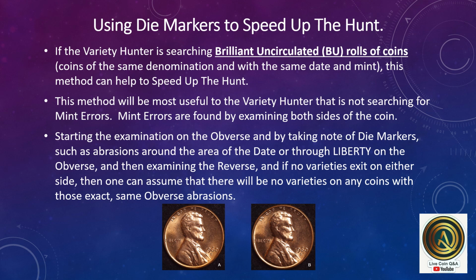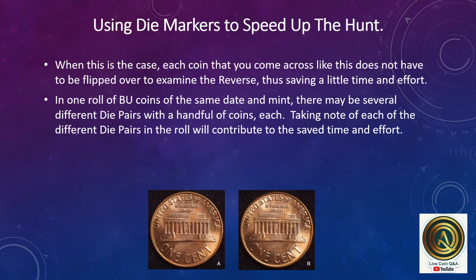Starting the examination on the obverse and by taking note of die markers, such as abrasions around the area of the date or through Liberty on the obverse, and then examining the reverse, and if no varieties exist on either side, then one can assume that there will be no varieties on any coins with those exact same obverse abrasions. When this is the case, each coin that you come across does not have to be flipped over to examine the reverse, thus saving a little time and effort.